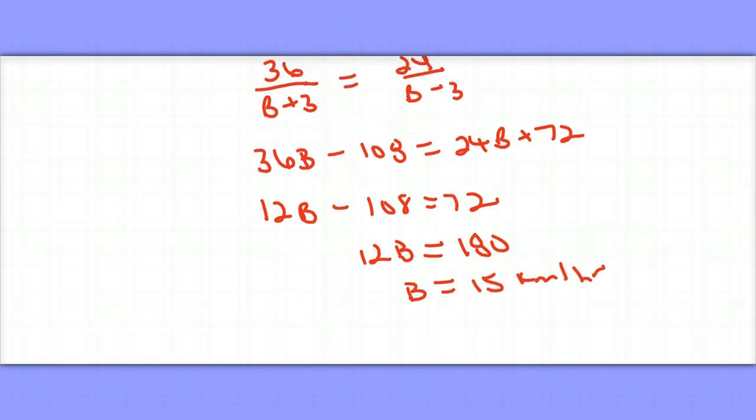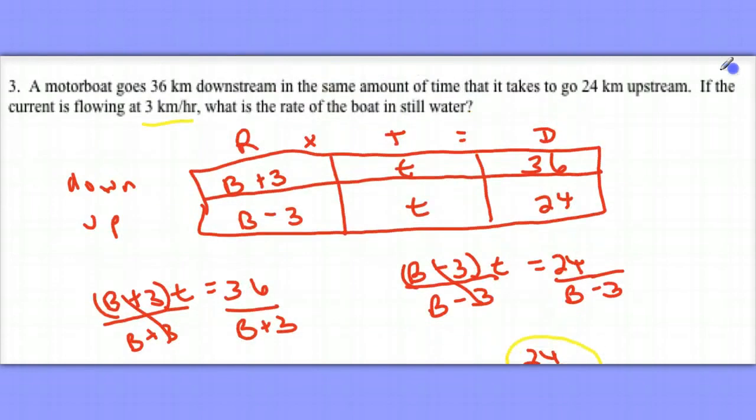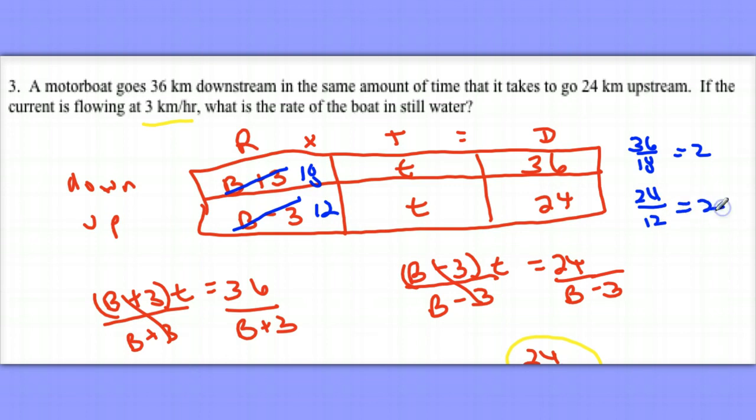So let's substitute 15 back up top here and see what happens. If I put 15 here, I'd have the downstream combined rate of 18, 15 plus 3. If I put 15 here, 15 minus 3 would give me 12. And if we do distance divided by rate, we would get the time of 2 hours going downstream, and distance divided by rate, we would get 2 hours going upstream. So we've correctly solved this equation. The rate of the boat in still water is 15 kilometers per hour.